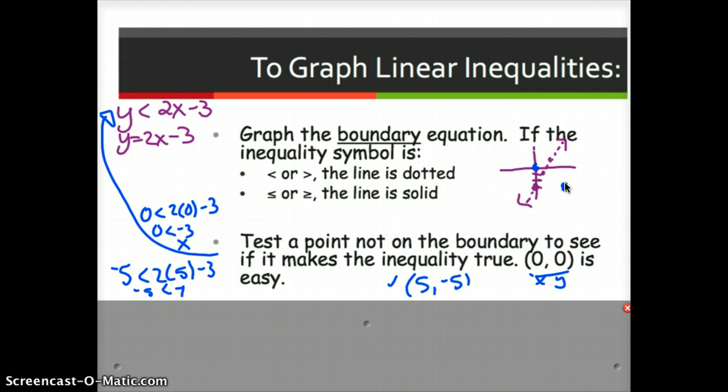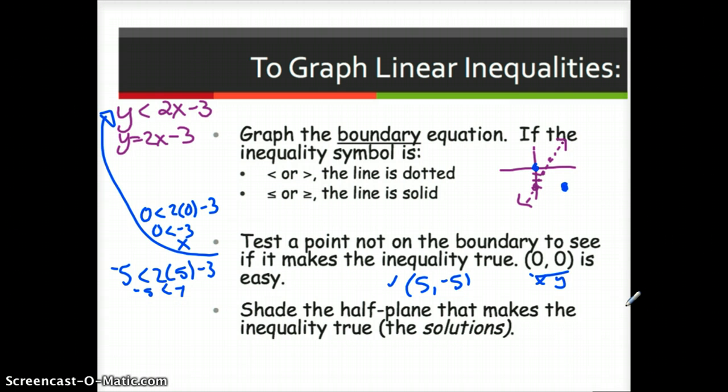So the last thing you're going to do is shade the half plane that makes the inequality true. As long as you've done all your computation right, if one point on a side of the line, below or above it, works, every point on that side should work. So we're going to shade it and say everything over here on this side of the line is a solution. Okay, so here are our steps to graphing inequalities.